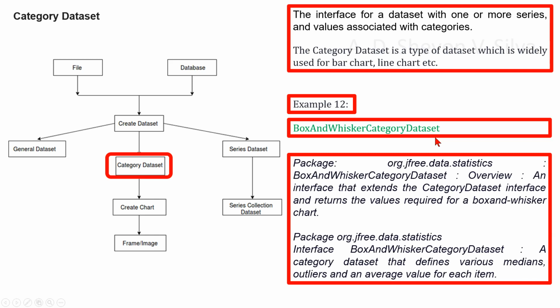Overview in BoxAndWhiskerCategoryDataset in package org.jfree.data.statistics, an interface that extends the CategoryDataset interface and returns the values required for a box and whisker chart. Interface BoxAndWhiskerCategoryDataset in package org.jfree.data.statistics, a category dataset that defines the various medians, outliers, and average values for each item.